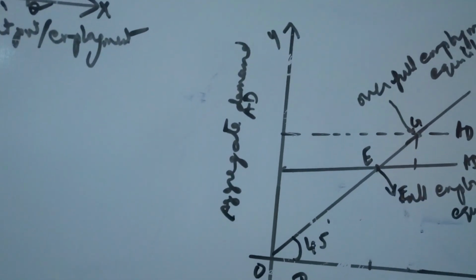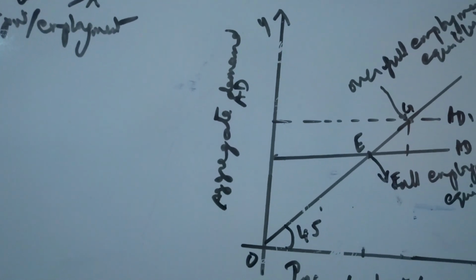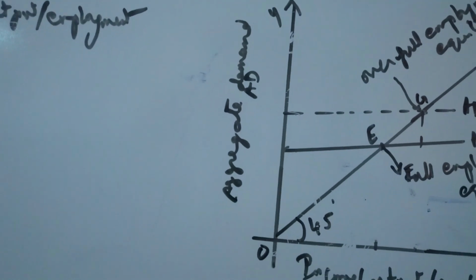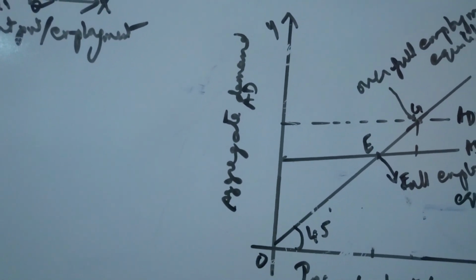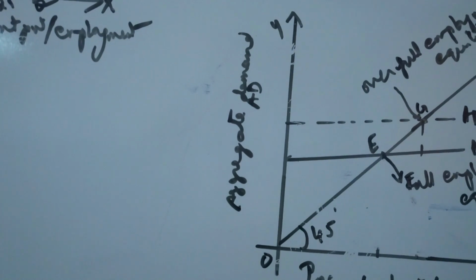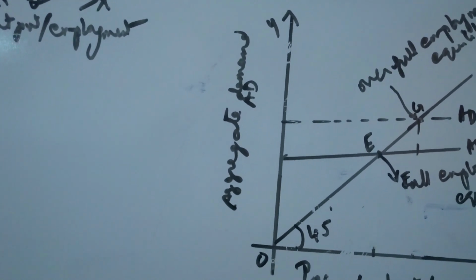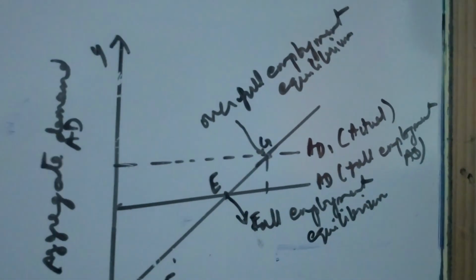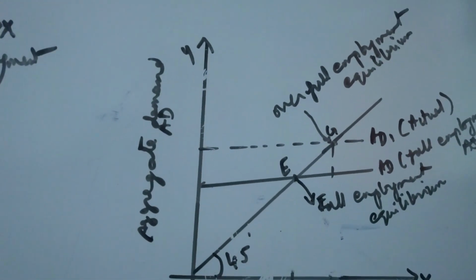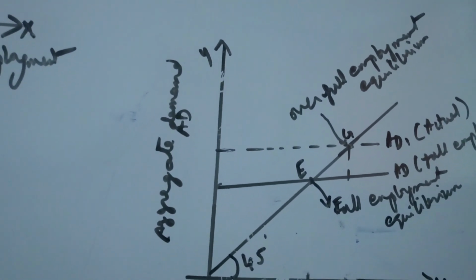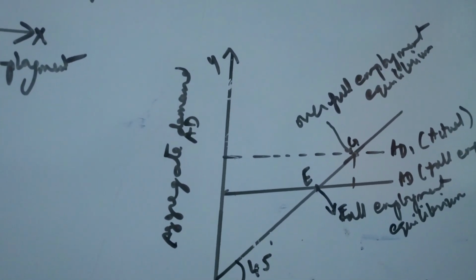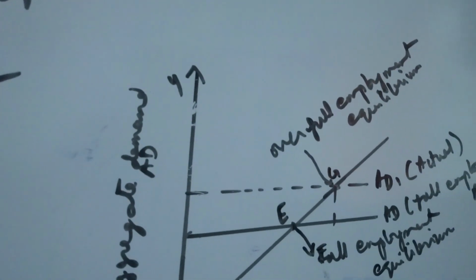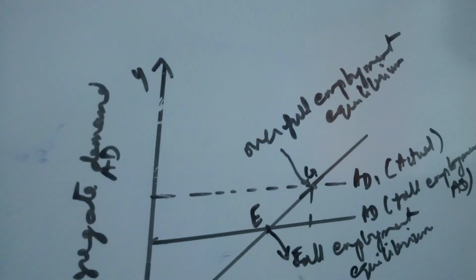Over full employment equilibrium signifies that planned expenditure is equal to planned output at a level higher than full employment level. So what happens? At that time you find there will be increase in general price level. But in reality, actual output cannot increase beyond this level as economy is already at full employment and there is no idle capacity.